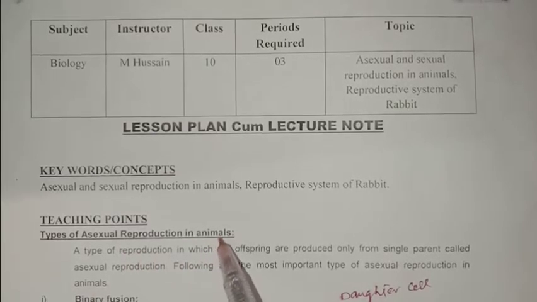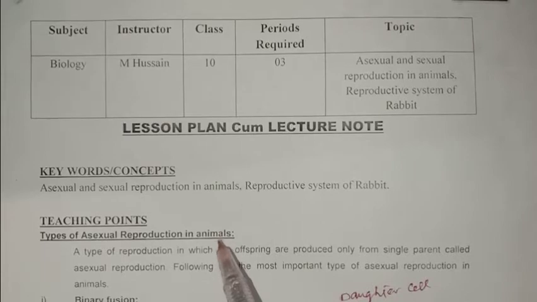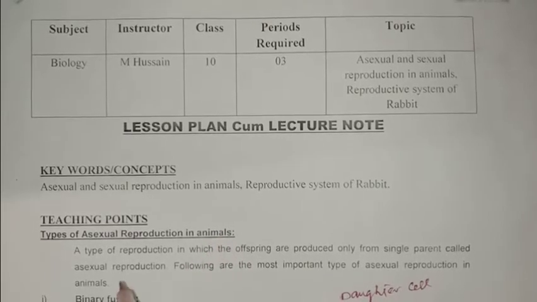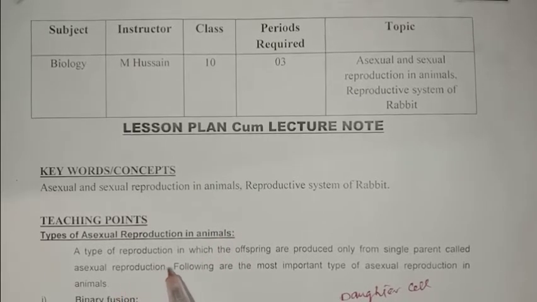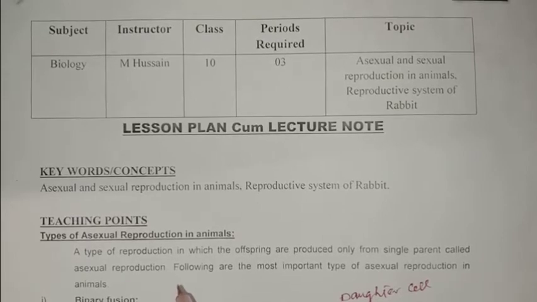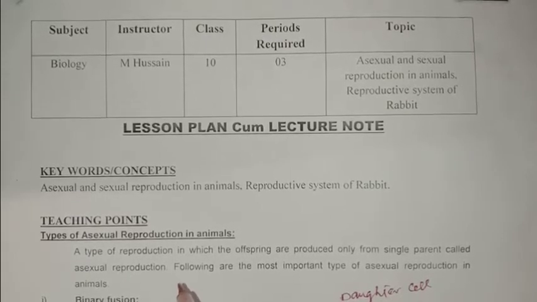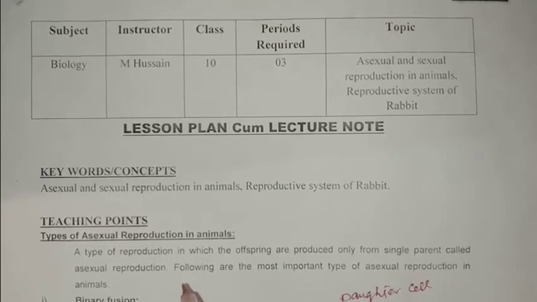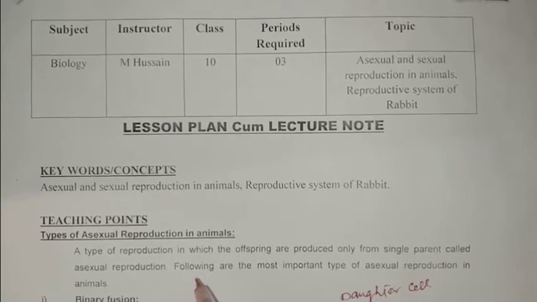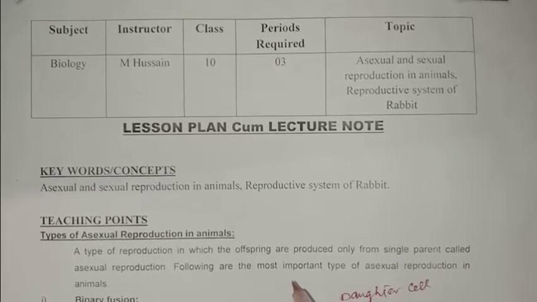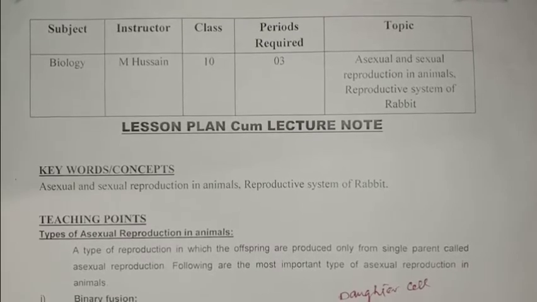Types of asexual reproduction in animals. But before discussing the types, first we will define asexual reproduction. A type of reproduction in which the offspring are produced from only a single parent is called asexual reproduction. So in asexual reproduction, a single parent produces offspring. Following are the most important types of asexual reproduction in animals.